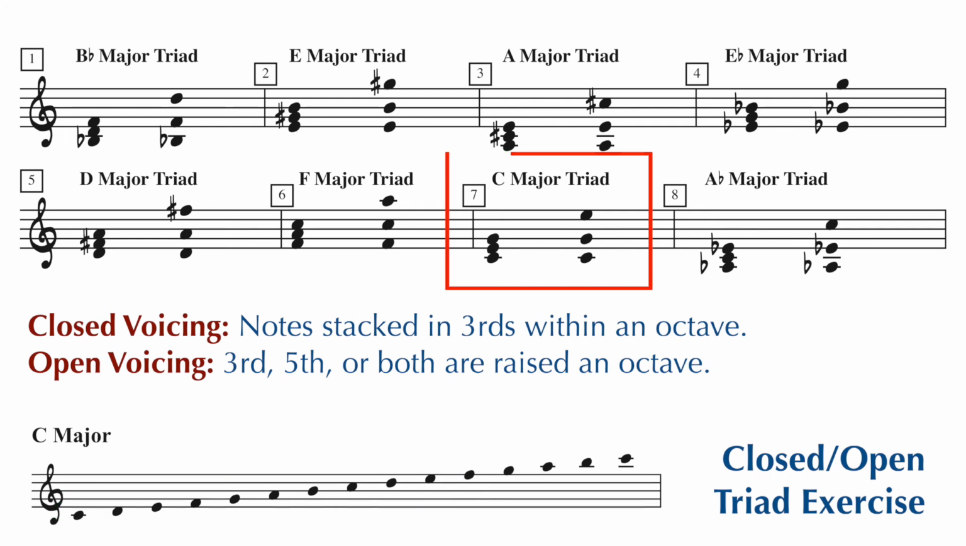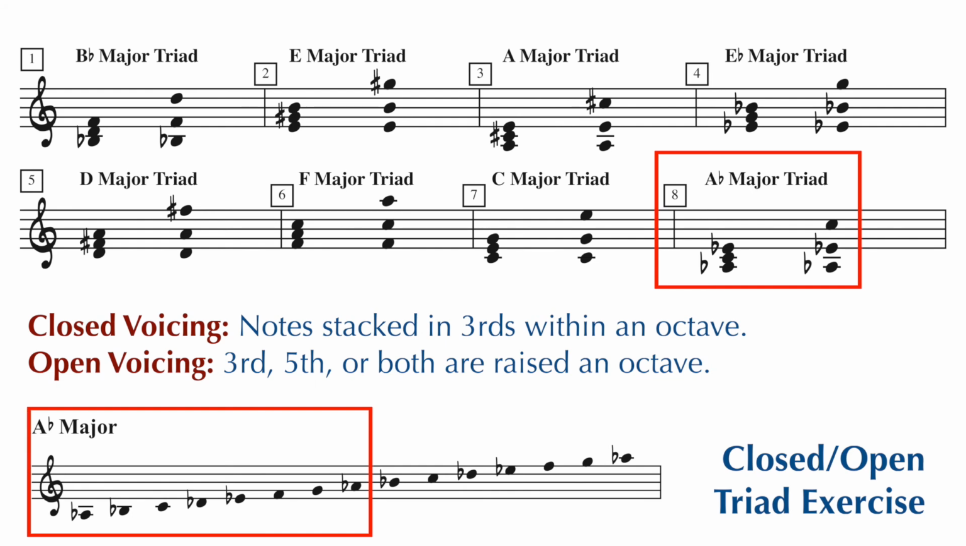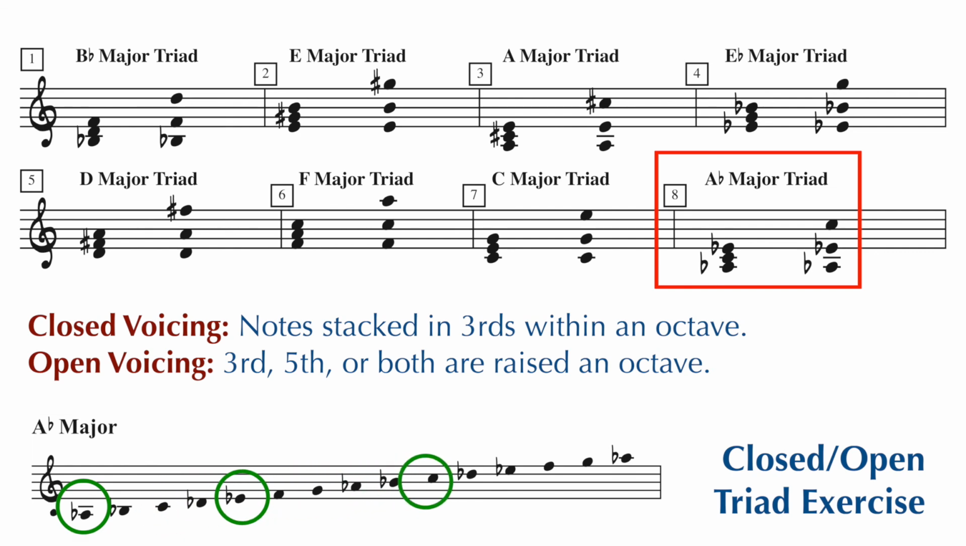Number 8, an A flat major triad in closed voicing. Let's build our A flat major scale. 1, 2, 3, 4, 5. A flat, C, E flat. So there's our A flat major triad in closed voicing. To change this to an open voicing, we can take the C, the third of the chord, raise it an octave, and now we have an open voiced A flat major triad.